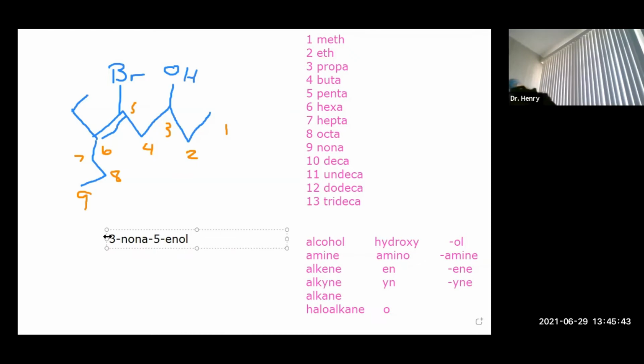Okay, what else do we have? All right, 3 bonds? You mean 3 carbons? Is that 2 carbons? 1, 2? That's 2 carbons. So what is a 2 carbon? Ethyl? Where's that ethyl located at?